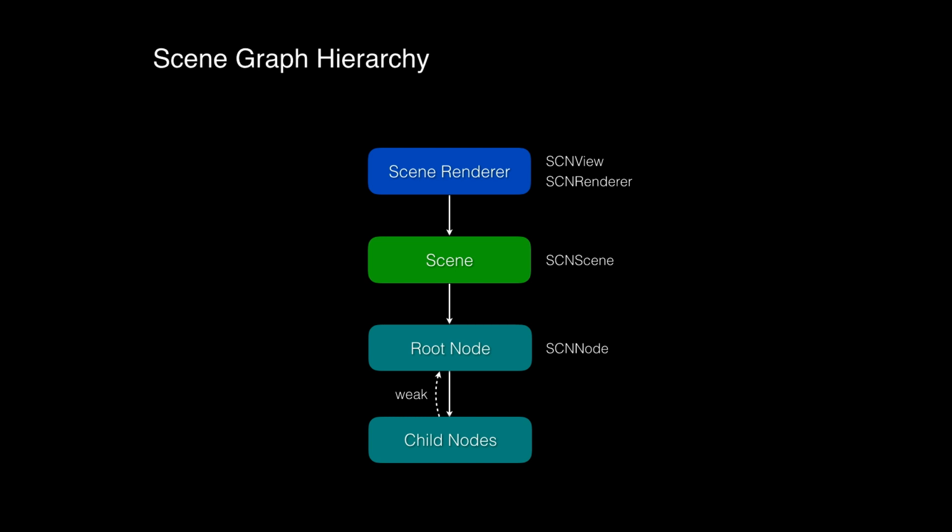SceneKit implements a tree-like hierarchy. At the root there is a scene renderer, which is one of those three types of view. Scene renderer owns a scene, which is a root tree structure that contains a tree of nodes. So it's the root node, and it contains references to child SCNNodes, and each node has a weak reference to its parent.